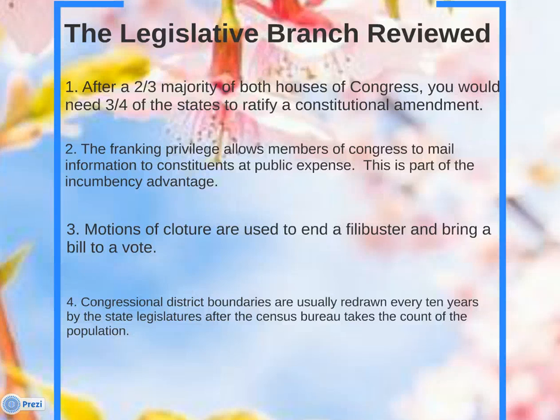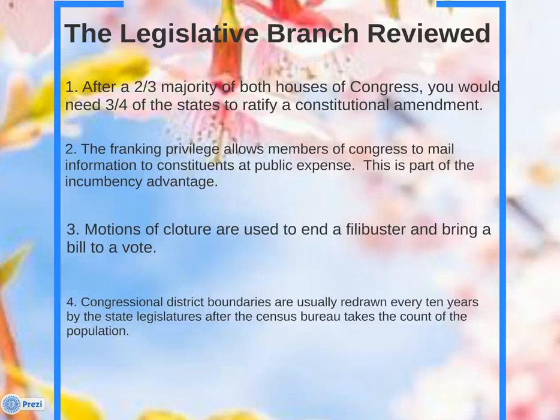The franking privilege allows members of Congress to mail information to constituents at public expense. This is part of the incumbency advantage because you can't do that if you're a challenger and not in office. But this cannot be campaigning material. It has to be just basically touting what you've done for the district.